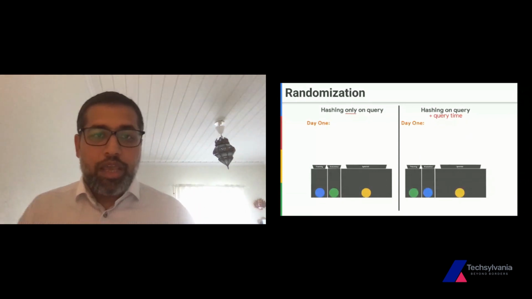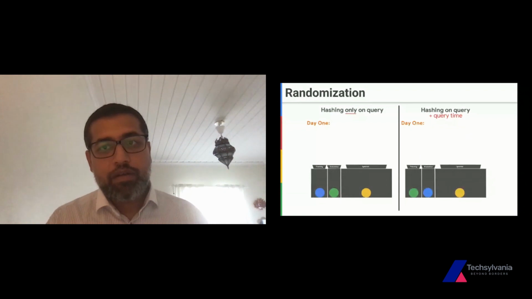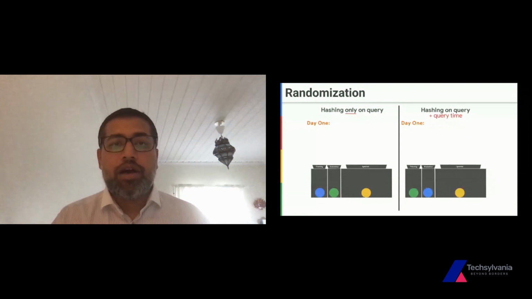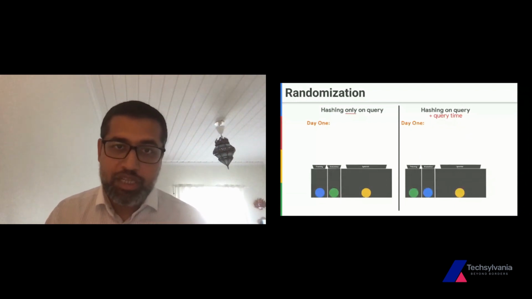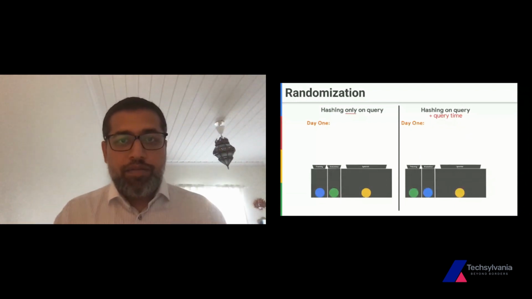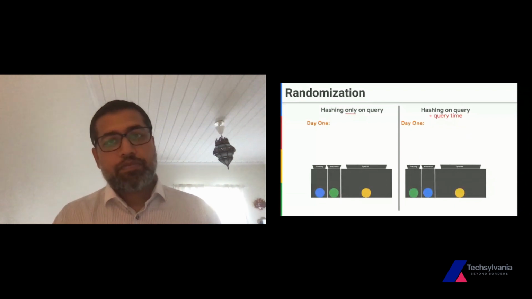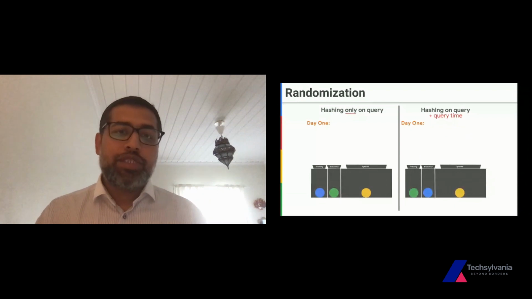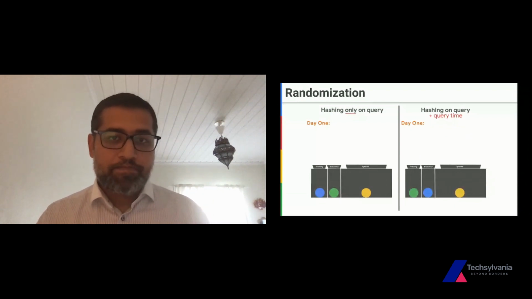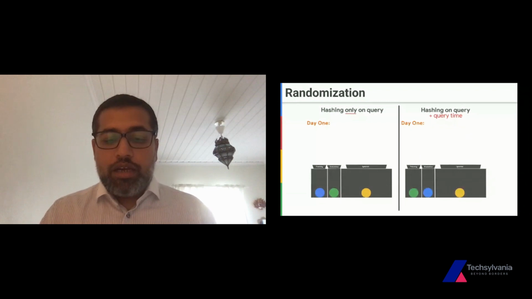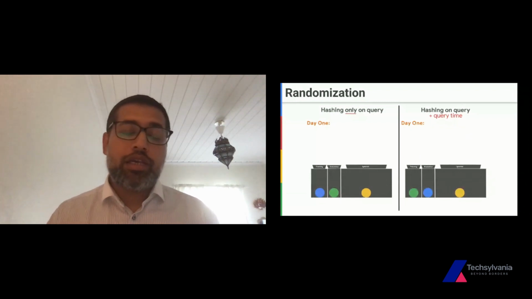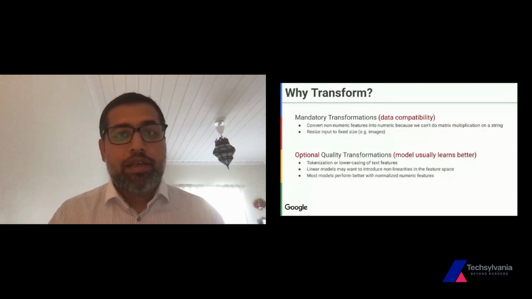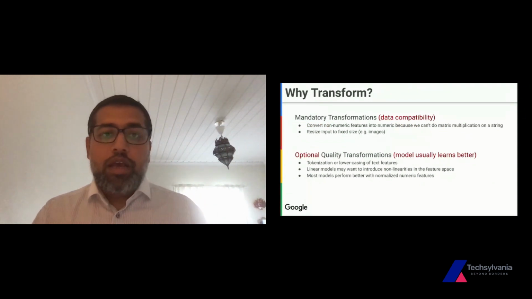Okay. Now, this is probably one of the most important things which you would like to do before training a machine learning model. And there are different types of transformations. You have to do some mandatory transformations. So for example, categorical data to numerical values, because they have to be multiplied by the machine learning model.